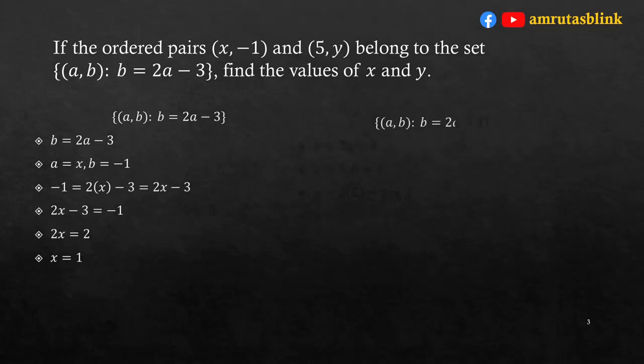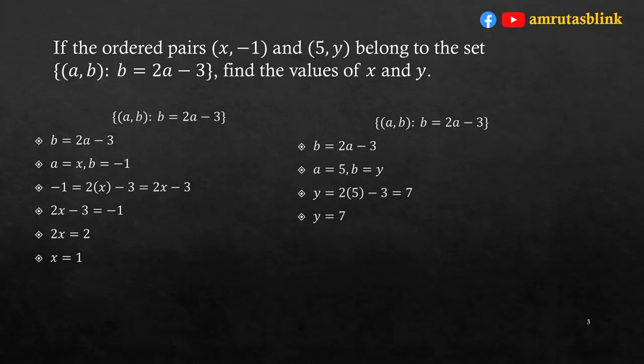Similarly, we'll calculate for the second pair. Again, the set is given as b is equal to 2a minus 3. Now here the ordered pair is (5, y). So we can consider a is equal to 5 and b is equal to y. Now we need to find out the value of y. As b is equal to 2a minus 3, we can obtain the equation y is equal to 2 into 5 minus 3, that is 10 minus 3 is equal to 7. Hence y is equal to 7. So the final values of x and y will be 1 and 7.